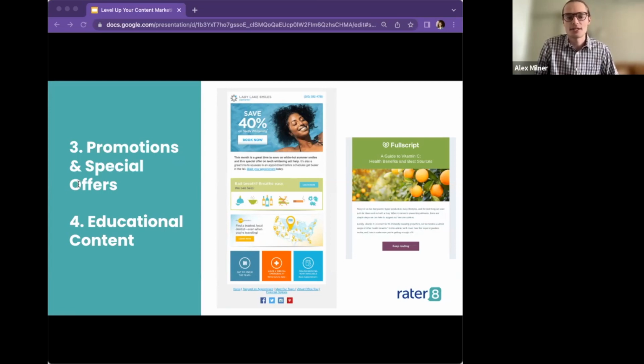Similarly, your emails could have relevant health information. So again, the COVID-19 pandemic is a great example when that was really common. But let's say you're a dermatology office and you want to send information regarding sun protection. That'd be a great thing to send during the summer. Regardless, providing valuable and relevant content helps build trust with your patients and positions your practice as a credible source of information.